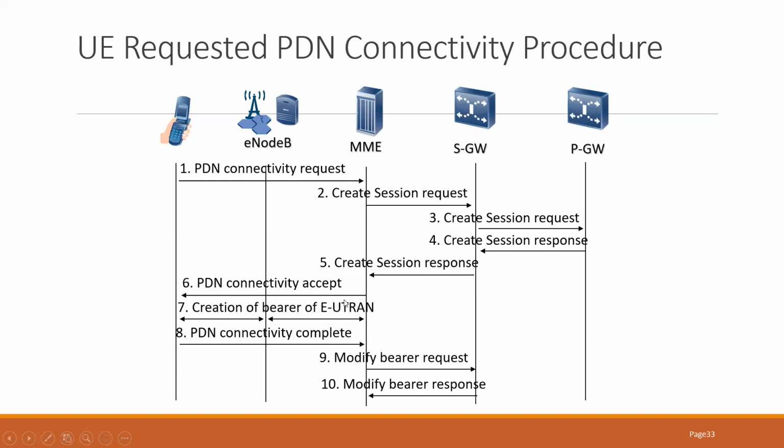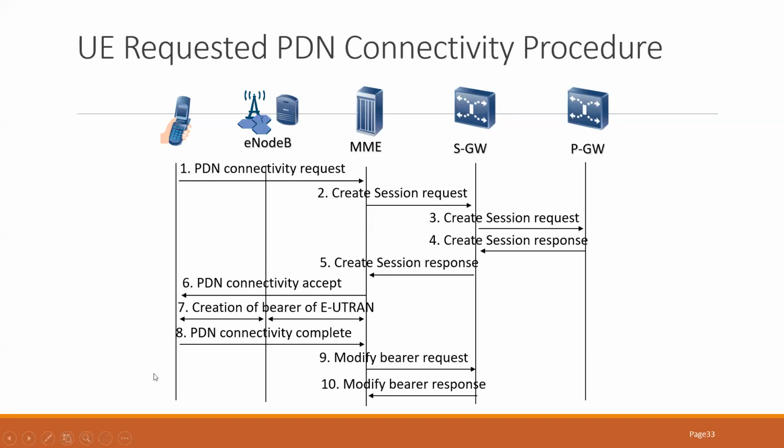And then your MME is going to send a PDN connectivity accept message through your eNode B to your UE. Here your IP address is added. Here your quality of service information is added in this PDN connectivity accept message.